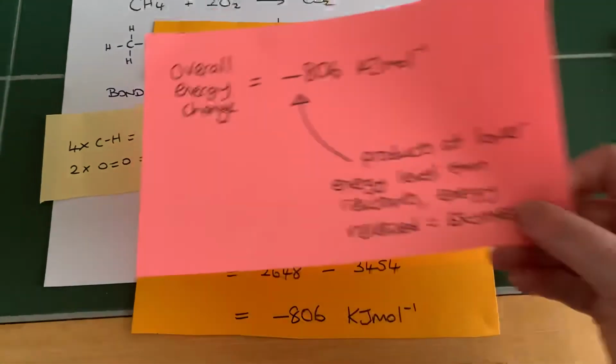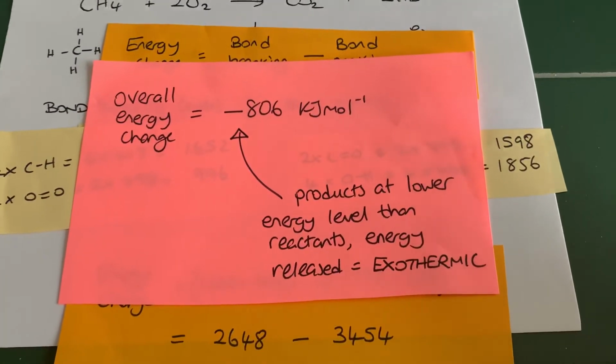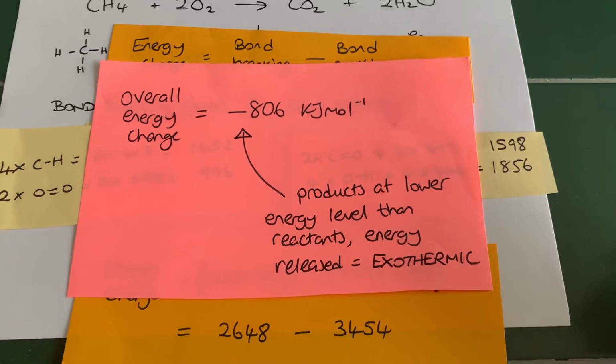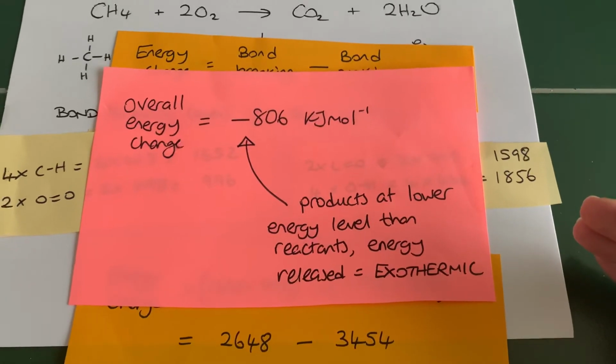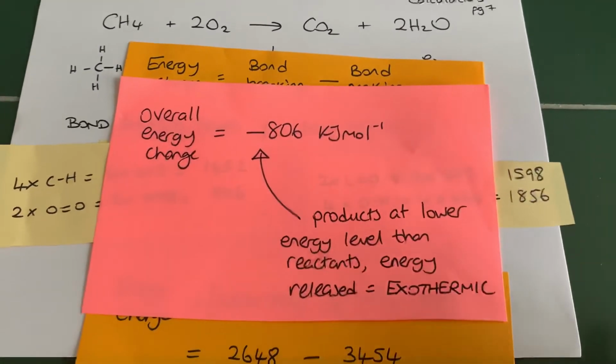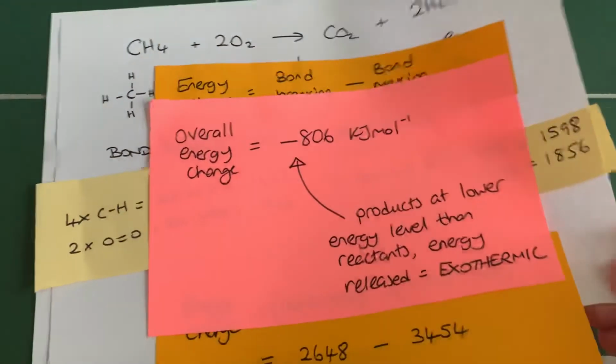Now, what that means in terms of our overall energy change, because it's a minus number, remember in our last video we said that if it was a minus number, it was an exothermic reaction, that there was energy given out. So there's 806 kilojoules per mole of energy given out in this reaction.